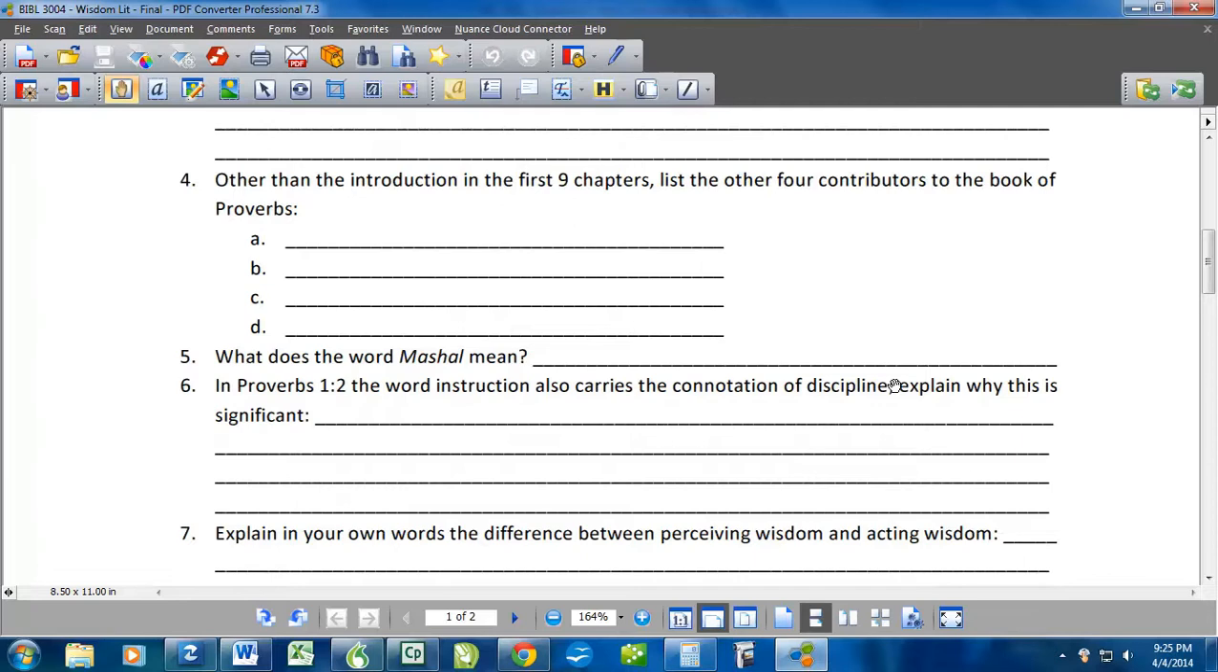To be like. Number 6, in Proverbs 1:2, the word instruction also carries the connotation of discipline. Explain why this is significant. So I want something to the effect that it's not just enough to know what to do, that we have to discipline ourselves to do what we know is right. Right? That there is a self-discipline involved in acting correctly.